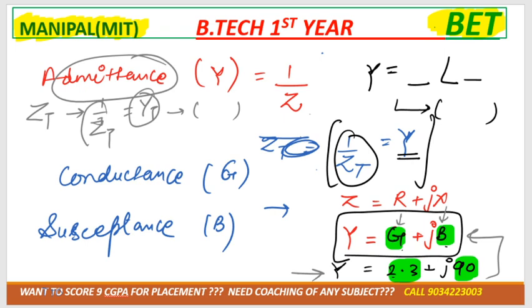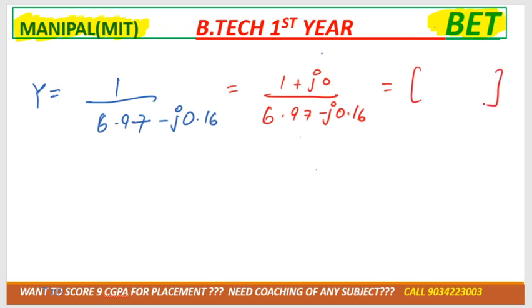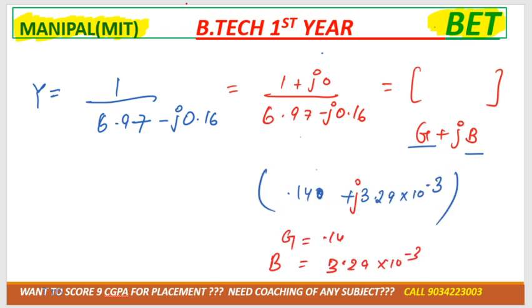ठीक है? This is the value of zt, right? So y is 1 by z. So can we write down as 1 plus j0 divided by 6.97 minus j 0.16? Can we get the value? We can compare it with g plus jb. By comparison, we'll get the g value, conductance, and we'll get the b value. So after solving, we'll get the value for y is this one, so g is this one, b will be this one. Okay.